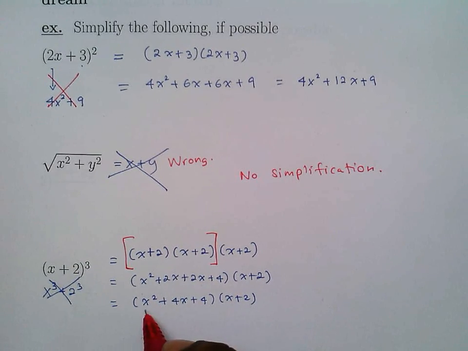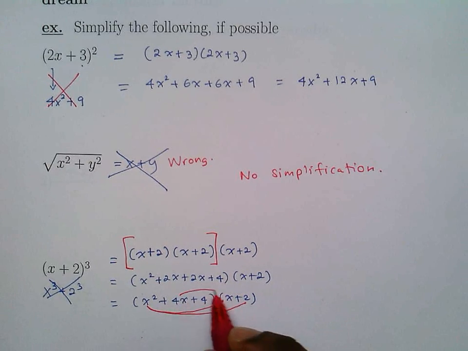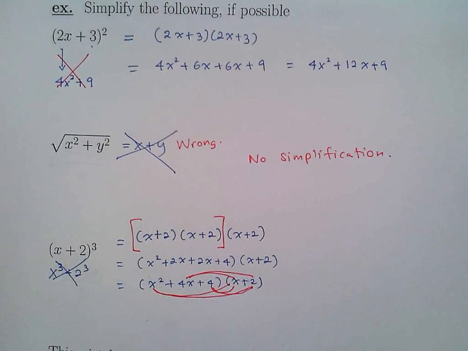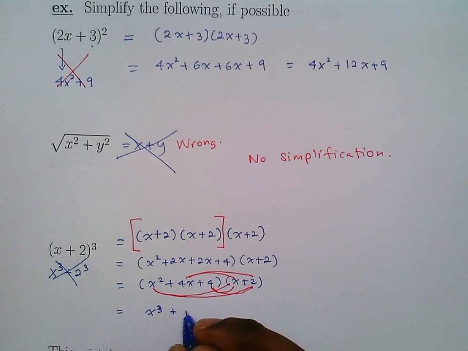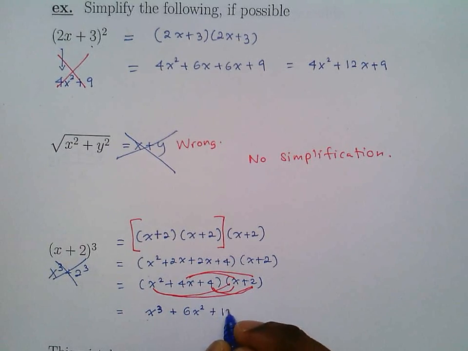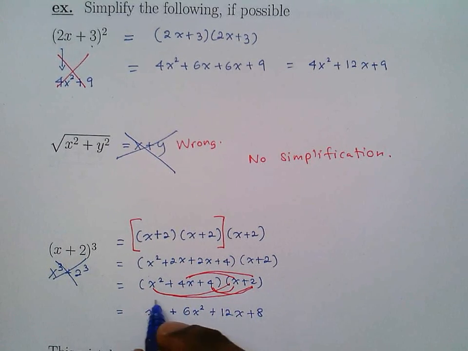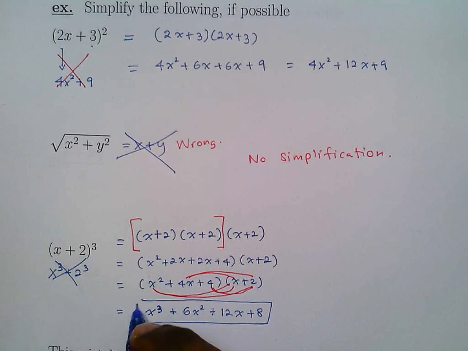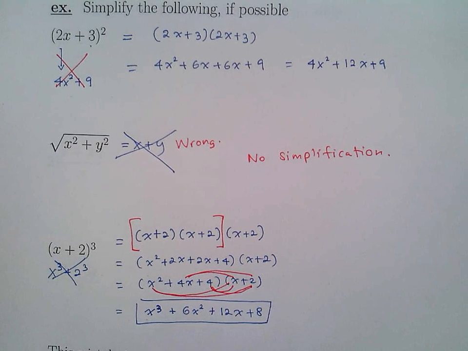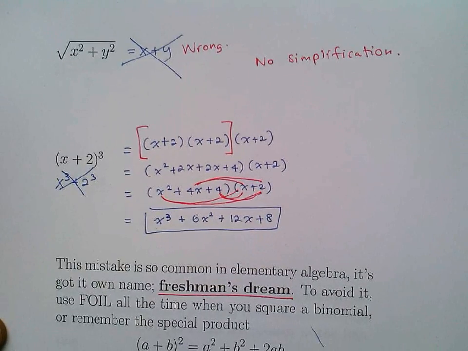Now we are not just FOILing, we are doing this multiplication 3 times. So you might have to be very patient to get the correct answer, but it should end up being x cubed plus 6x squared plus 12x plus 8. And there is also a formula for the perfect cube that you will learn in lecture 3. Okay. So remember, do not make the freshman's dream error.